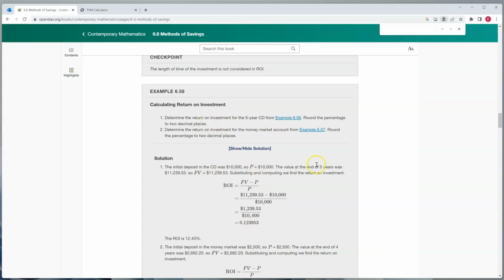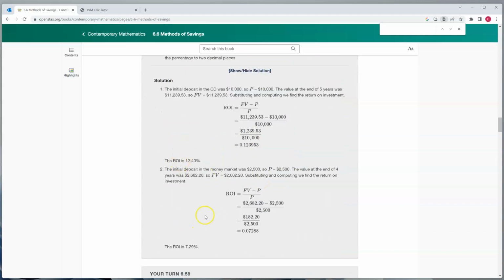But in this case, we were given the future value, so we don't know what the interest rate was. We could probably solve it since it was 5 years. We also don't know how many times it was compounded. So there's a lot of information missing on this to really compare. But you can kind of see that if you were comparing these two investments, the first investment is better than the second investment only because the return on investment in the first one is higher than the return on investment in the second one.